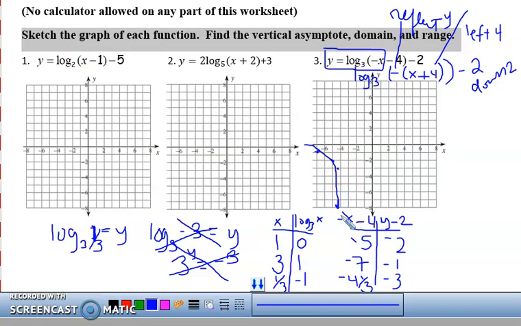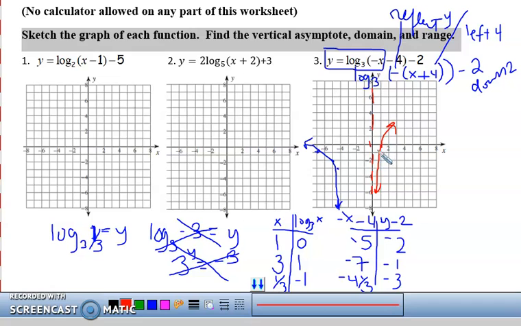Keep in mind my parent function has a vertical asymptote at the y-axis. So it's going to be at x equals 0 that is its vertical asymptote. And then it has an x-intercept at 1, 0. So it's going to be a graph that looks something kind of like this. So you do see that reflection over the y-axis, that moving it left 4 and then down 2. It's kind of hard to see, but it does have that down 2.